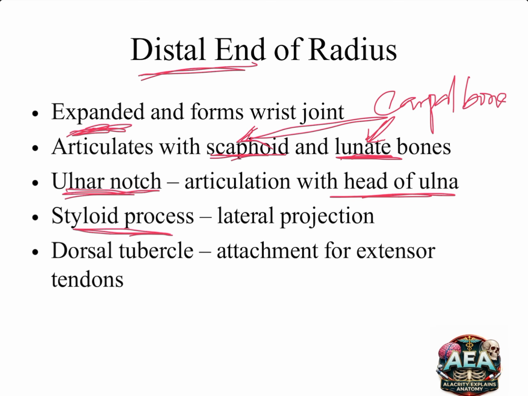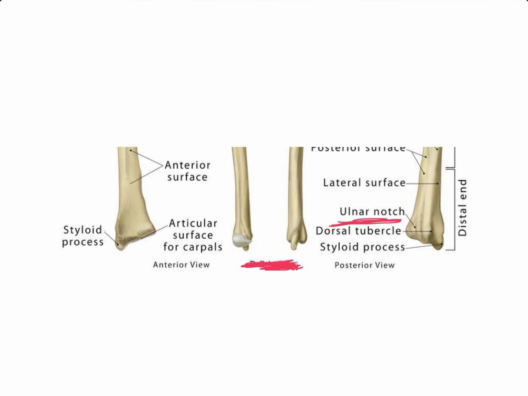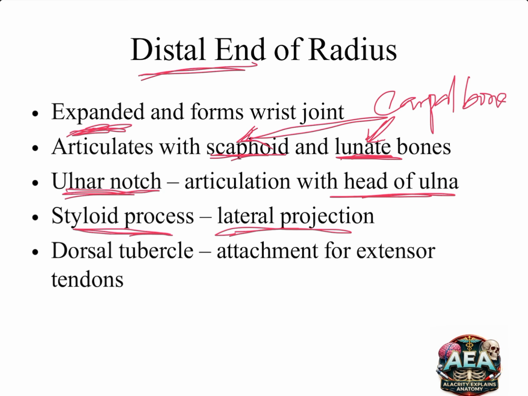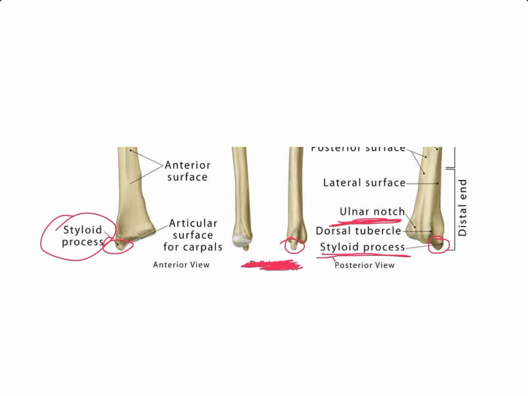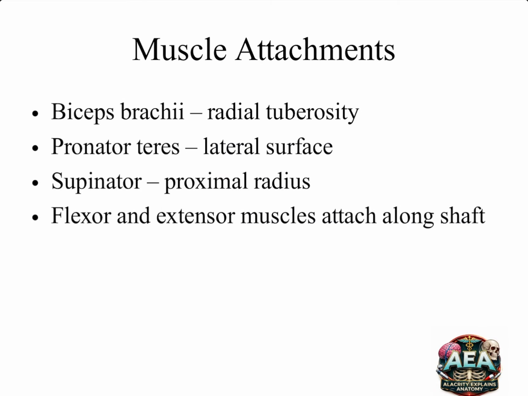So we have a styloid process with the lateral projection on the distal end of the radius. This is a styloid process, the structure you have here. Styloid process, which is the distal projection, the lateral projection on the distal end of the radius. We have a dorsal tubercle, which is a site for attachment of what? The extensor tendons. This is a dorsal tubercle, a site for attachment of the extensor tendons.